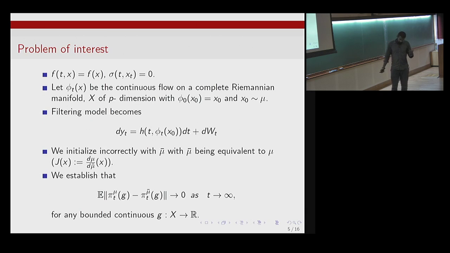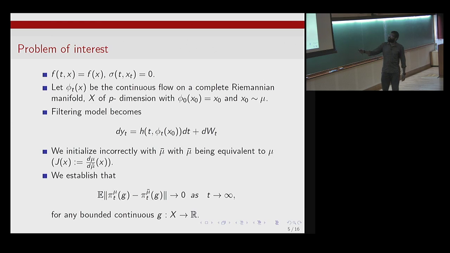So the system that I'm working with is the deterministic system, but I still have noise in the observations. So basically my filtering model is just this, and okay, this abuse of notation.